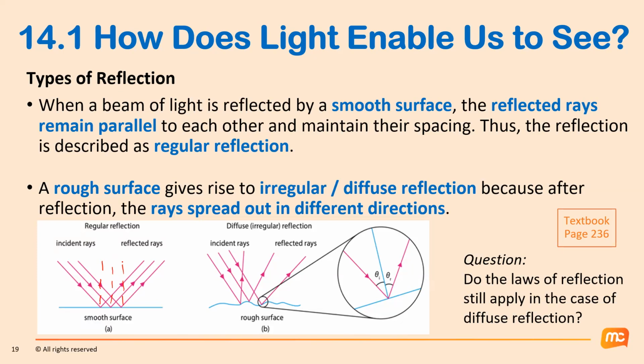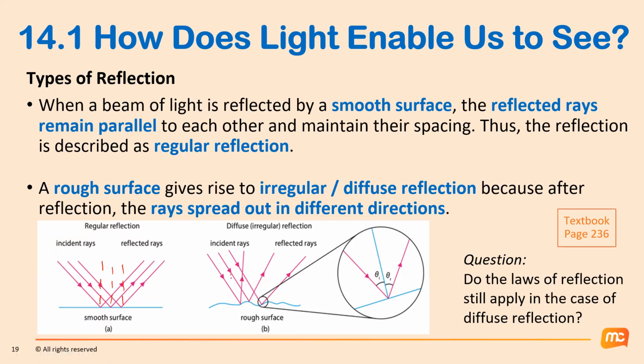When it happens on a rough surface, we say that it gives rise to a diffuse reflection, or in other words, irregular reflection. This is because when you have a parallel beam of light that shines onto it, the rays get reflected in many different directions. The reflected rays are not parallel to each other now. Why is it not parallel to each other? Because the surface is rough.